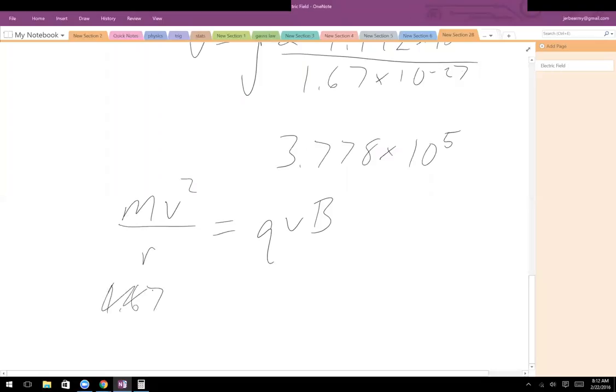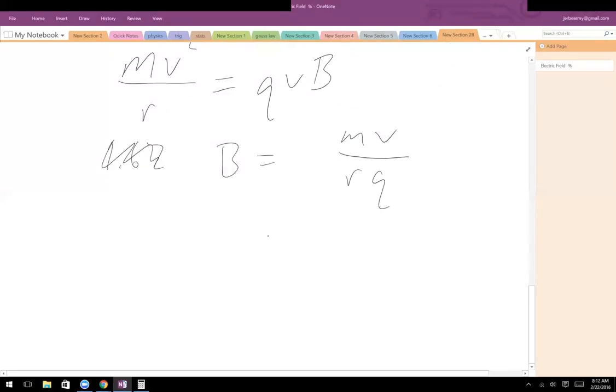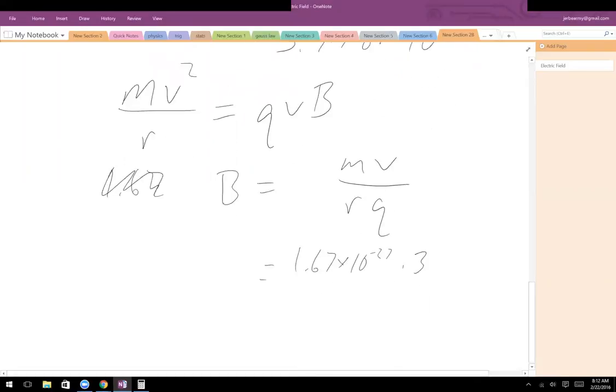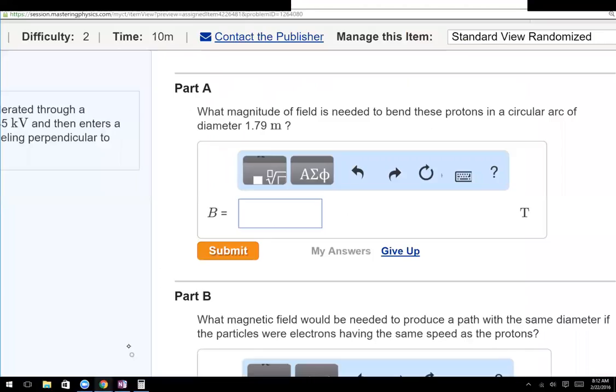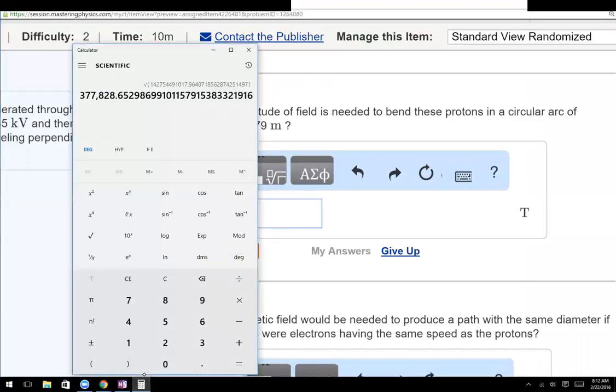So we know M, it's 1.67. Let me go ahead and get B by itself because that's what we want. So B would be mV over RQ. M is 1.67 times 10 to the minus 27th. V we just got was 3.778 times 10 to the 5th. R is half of the diameter, which is, wow, I can't even do that in my head this morning. 1.79 divided by 2 is 0.895.